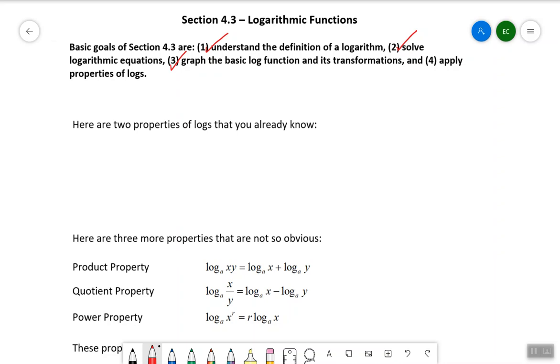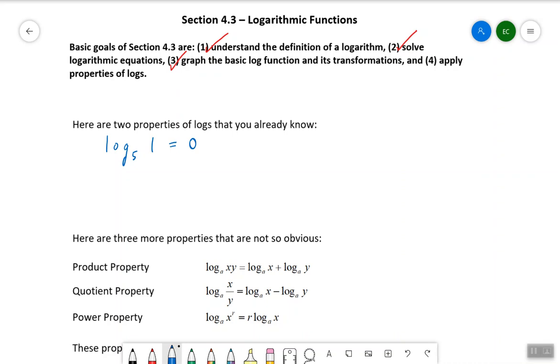There are 5 properties. 2 of them you already know, and then 3 of them are new. So I wanted to separate them out. What you already know is, for example, the log base 5 of 1. What is it? Remember, this means 5 to what power makes 1? And so the answer is 0. 5 to the 0 makes 1.